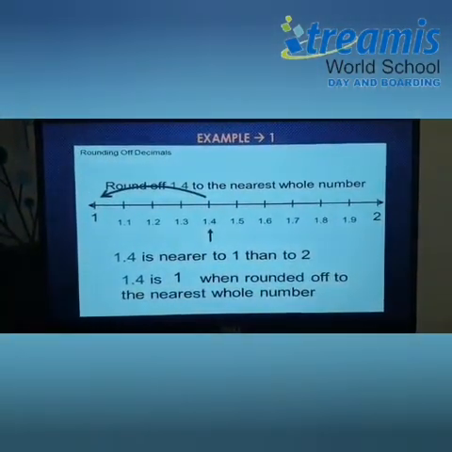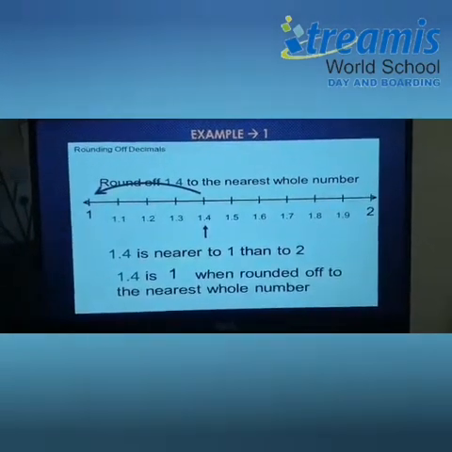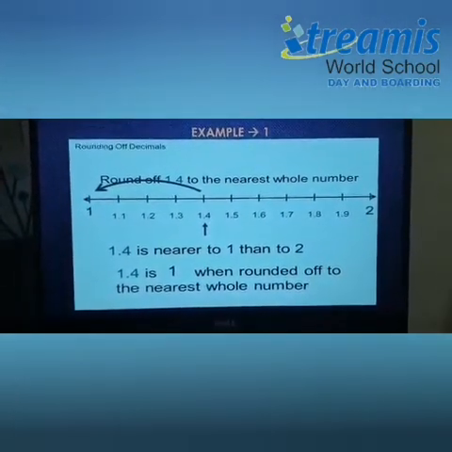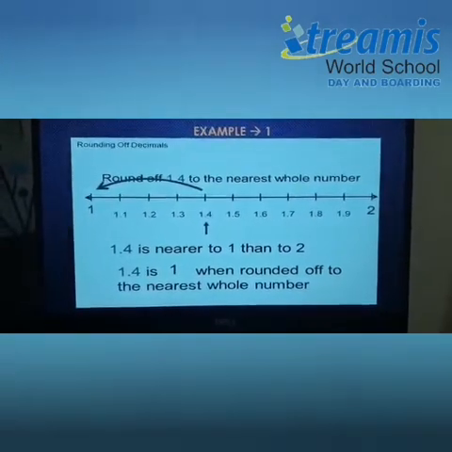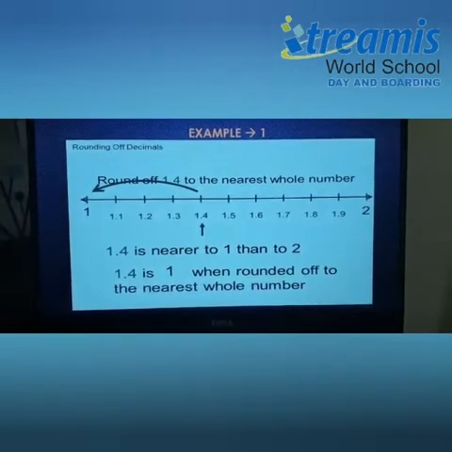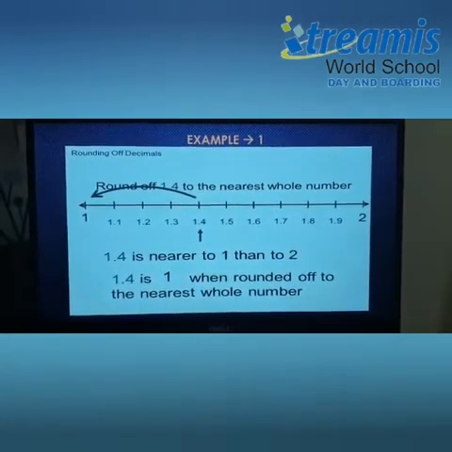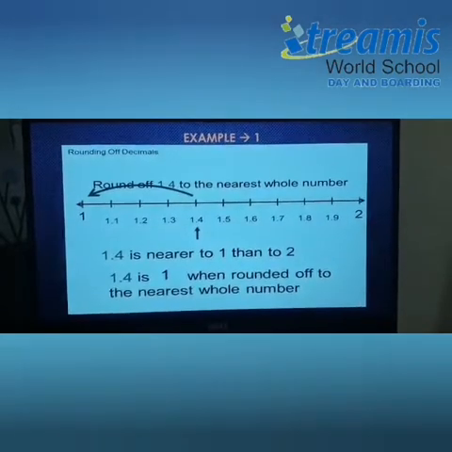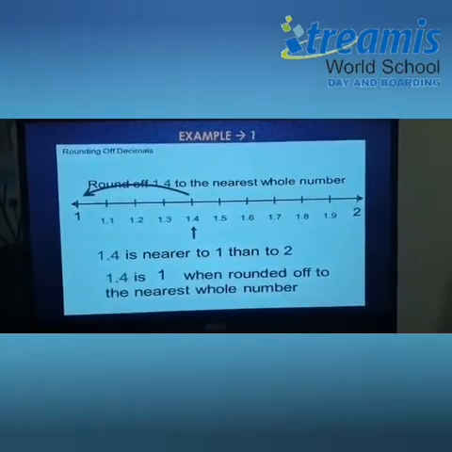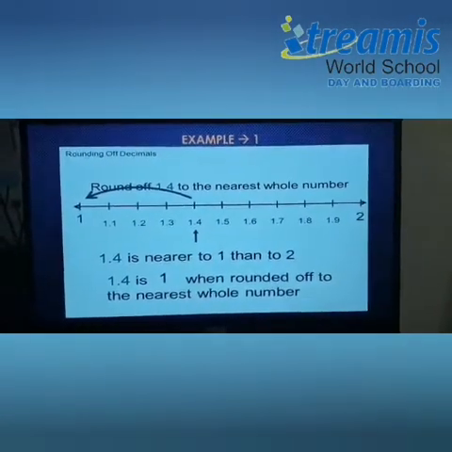Now let's see the first example. So here I am rounding off 1.4 to the nearest whole number. So as you can see on the number line, children, 1.4 is nearer to 1 than to 2. So 1.4 is 1 when rounded off to the nearest whole number. So here the answer is 1.